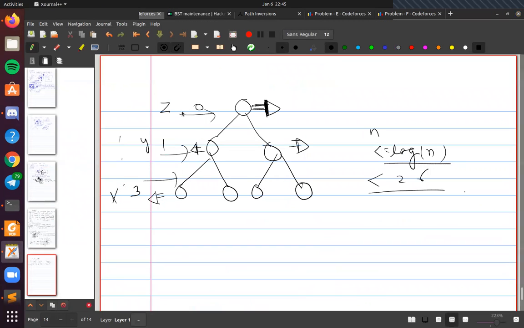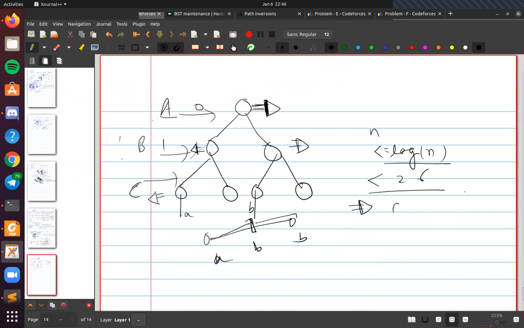Okay, A is the topmost, so A to this, B to this, C to this. That way, you ensure that for any two nodes, their LCA will be present in the path from A to B, and the LCA has the higher rank. So you ensure that for any two nodes, there will be a node on the path with a higher rank. This is only one line of code after the centroid tree code.